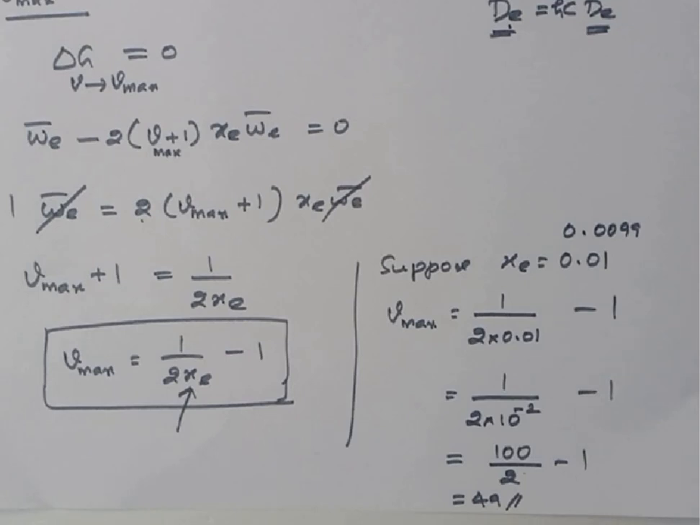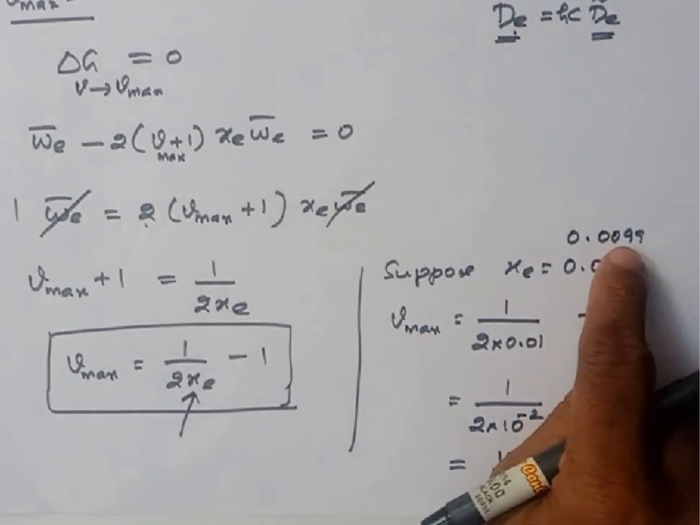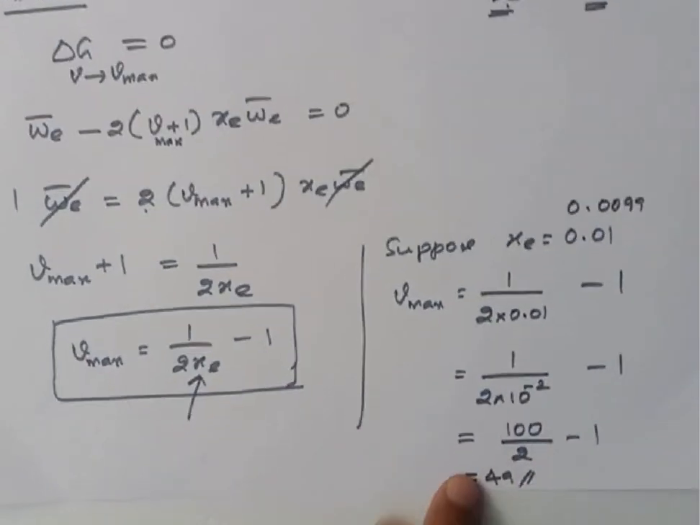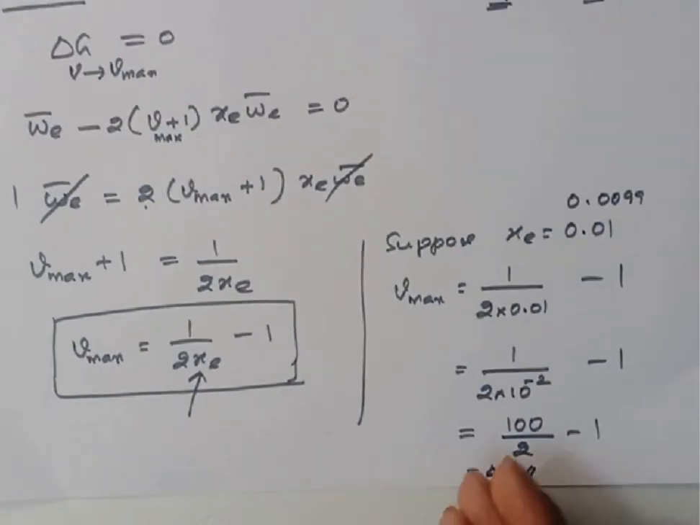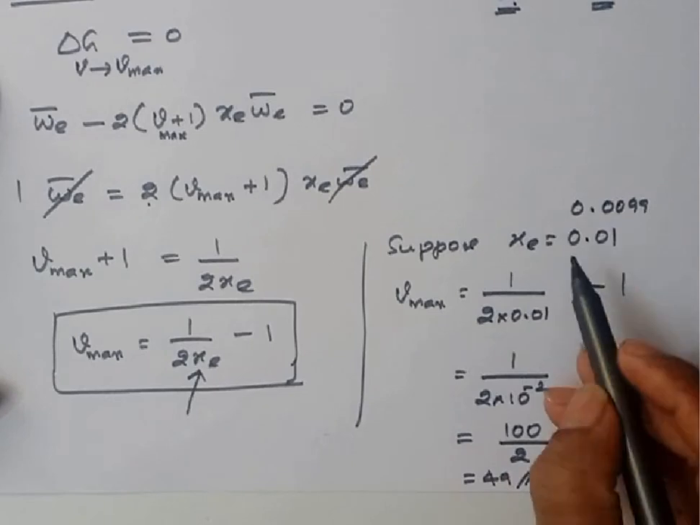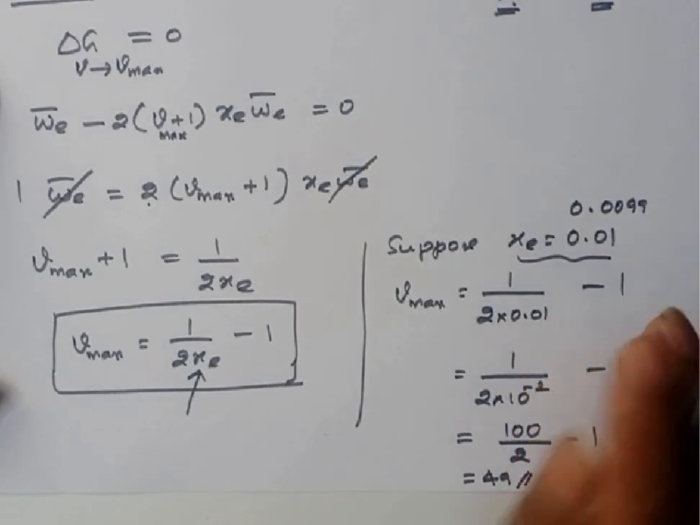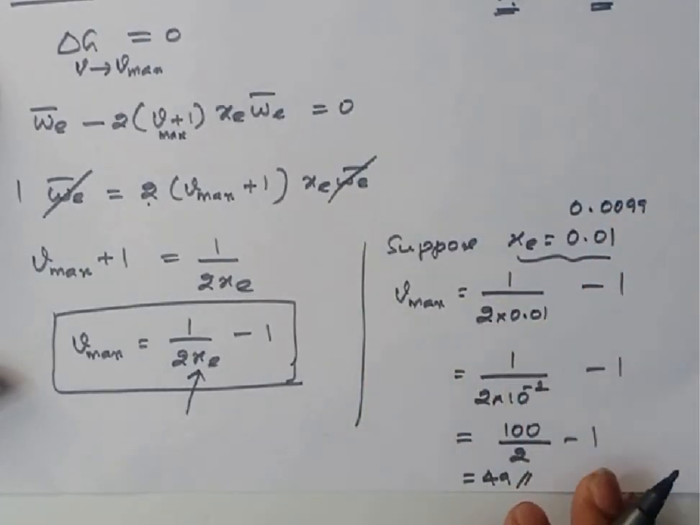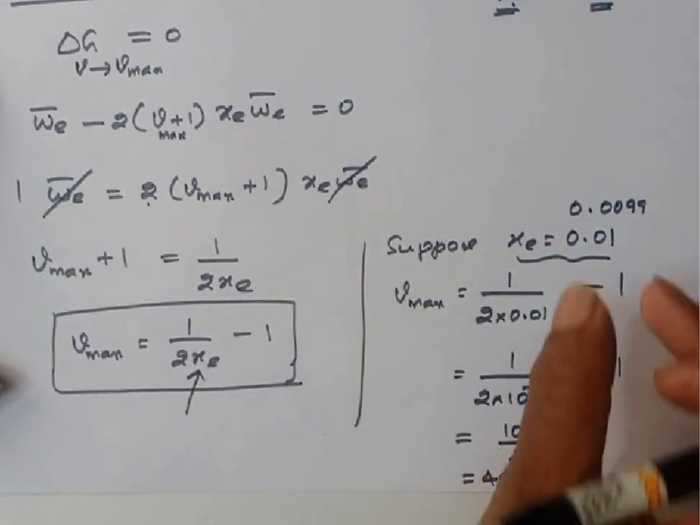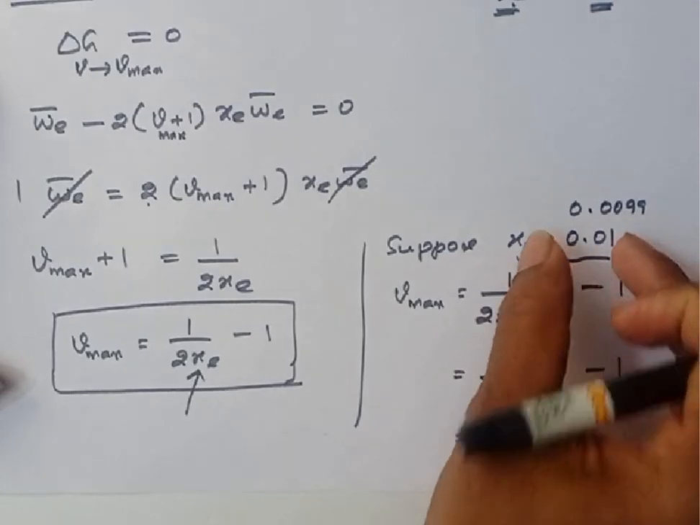So depending upon the value, in some cases Vmax may be 50 or 51, like that. The Vmax value depends purely on the molecule. But the Xe value is in the range of 0.01. That's the point you should keep in mind. I'm not saying that 0.01 is the value for all molecules. The range will be close to this.